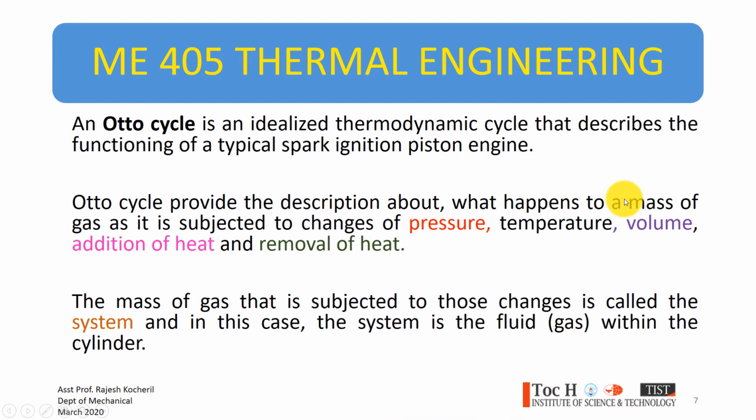And the Otto cycle describes what happens to the mass of gas when it is subjected to changes of pressure, temperature, volume, and addition and removal of heat. We discuss this because there is a change in pressure, a change in temperature, a change in volume, then you add heat and then you remove heat from the system. The mass of gas that is subjected to these changes is termed the system, and in this case our system is the fluid, or you can say the homogeneous mixture of air and fuel, which is inside the cylinder when the piston moves from the TDC to BDC.